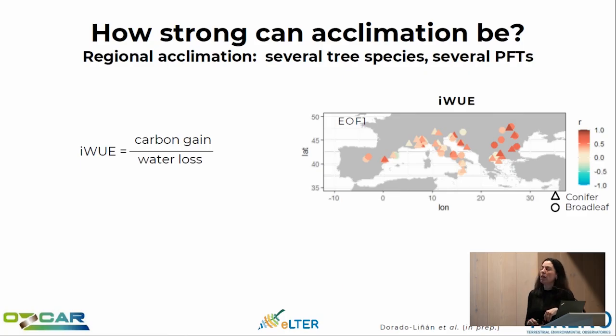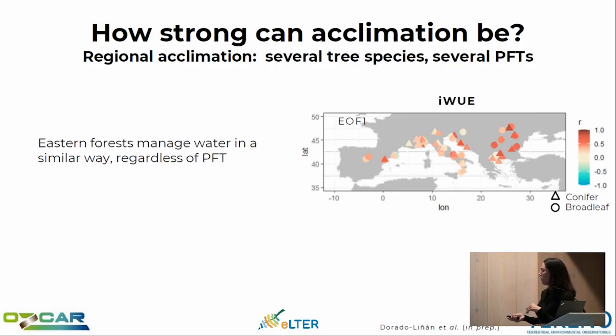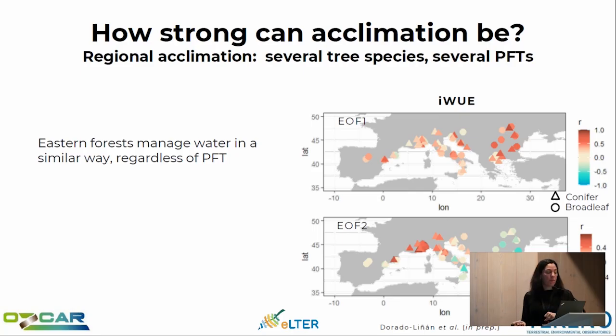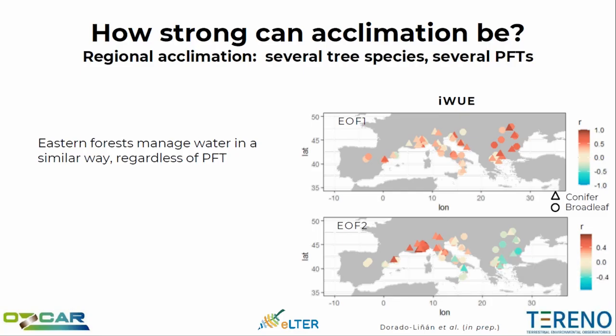First we ran a principal component analysis, and with the first principal component, this first EOF in the still, we have stronger values on the eastern part. This means that these eastern forests manage water in a similar way. They share more variability compared to the other ones. If we look at the second principal component, we see that there is kind of a dipole. We have one sign of values here, a different one here.